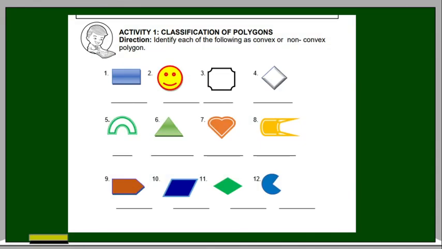Okay, so in our activity sheets, we have activity number 1, classification of polygons. You identify each of the following as convex or non-convex polygon. So we have numbers 1 to 12.